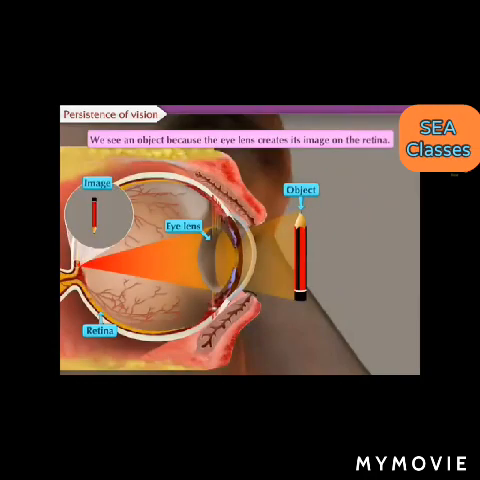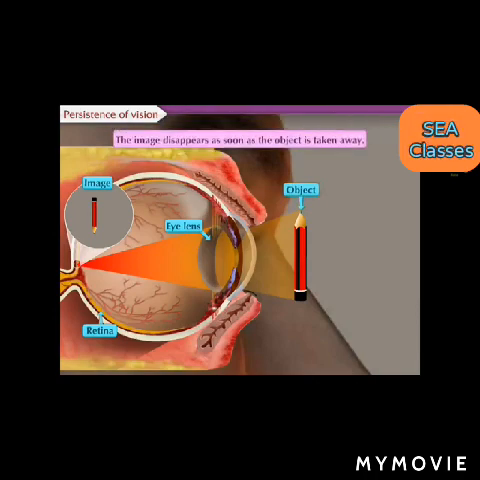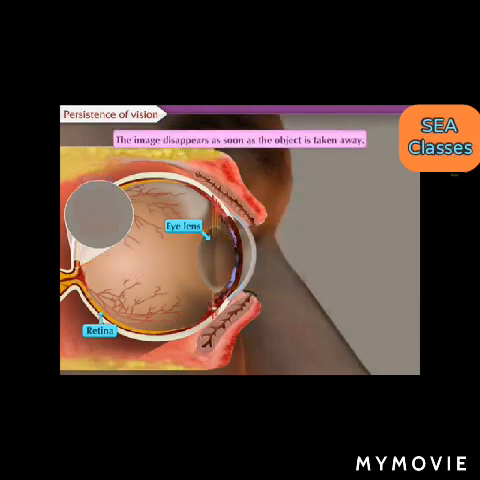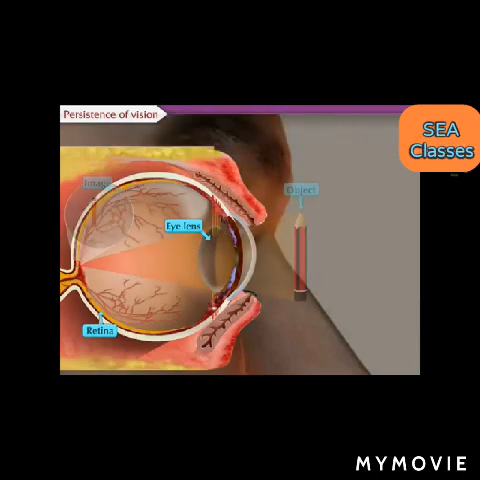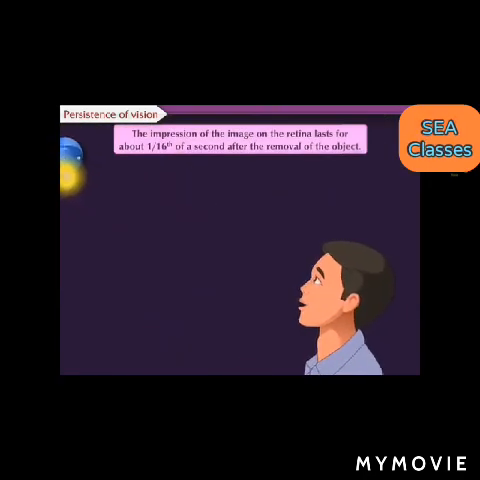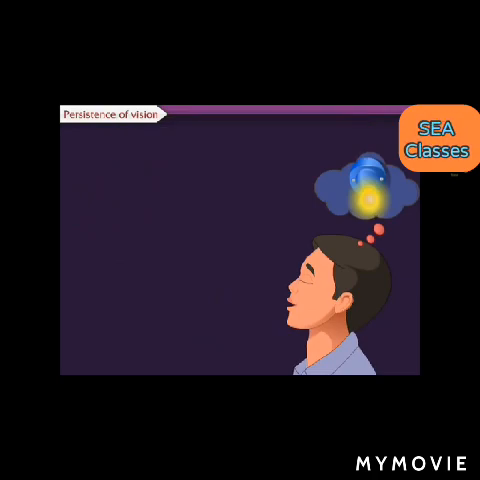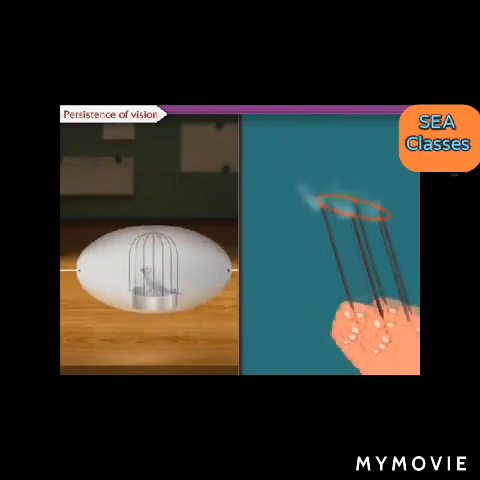We see an object because the eye lens creates its image on the retina. The image is on the retina as long as the object is in front of us. The image disappears as soon as the object is taken away. However, this is not instantaneous and the image remains imprinted on our retina for 1/16th of a second after the object is removed. The sensation on the retina persists for a while. This is called persistence of vision.